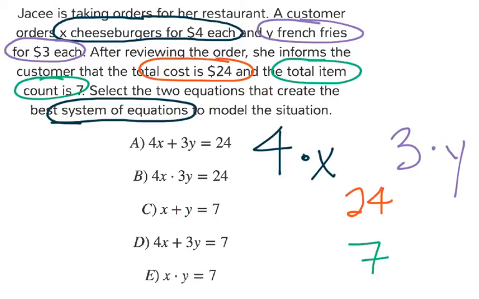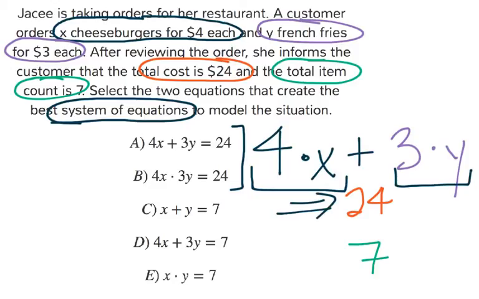So let's go through our answers and see which of those work. You can see there's two answers here with 24, so one of those must be the cost equation. The first one is 4x plus 3y equals 24. That sounds right. So the cost of all the cheeseburgers, 4x, plus the cost of all the french fries, 3y, equals the total cost of 24. That does work. So A is one of my answers.